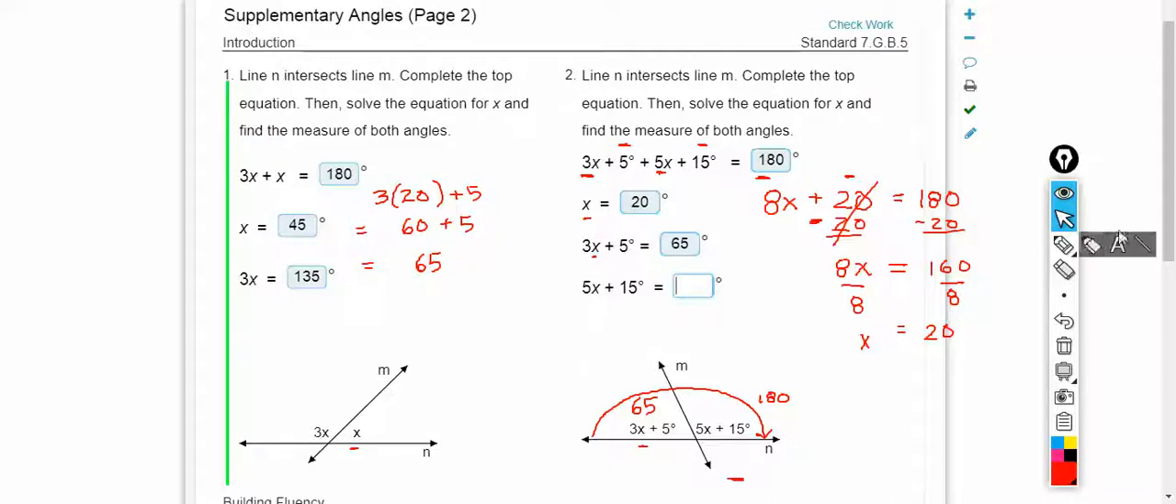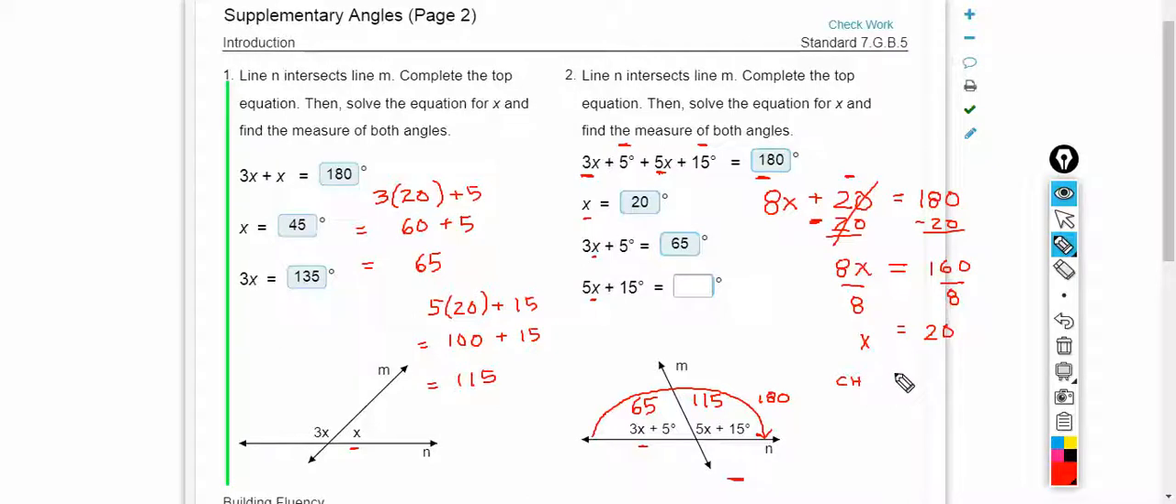Okay, then we do the same thing here. This angle is 5 times X. We substitute X, which is 20, plus 15. So that's equal to 5 times 20, which is 100, plus 15. 100 plus 15 is equal to 115. So that equals 115 degrees.